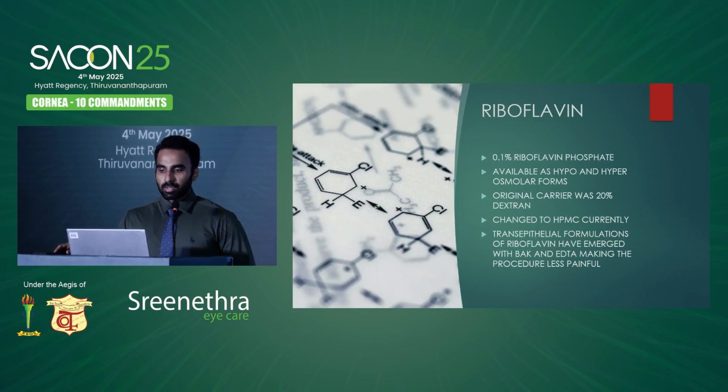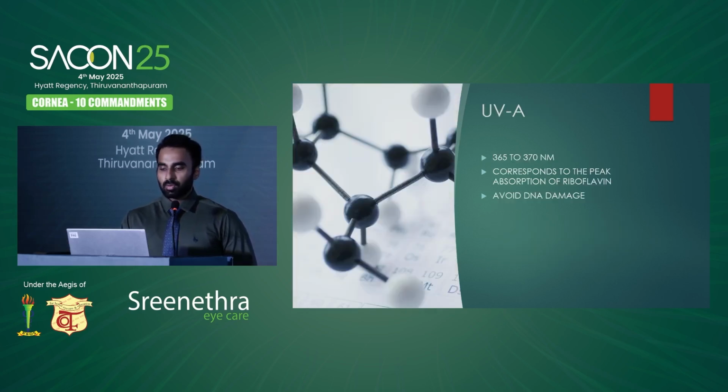Generally, we use 0.1% riboflavin. It's now available in both hypo- and hyperosmolar forms, depending on whether you want to do epithelium-off cross-linking or epithelium-on cross-linking. So currently, these formulations are available depending upon what type of cross-linking you want to use. UVA exposure is usually done at 365 to 370 nanometers.